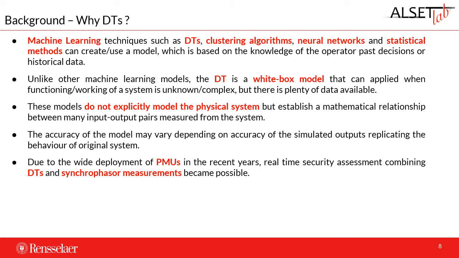Now, as with many other data-based models, these ones do not explicitly represent the physical system, but you basically have a mathematical relationship between input and output measured from the system. In this case, we're going to use physics-based models. So the accuracy of this machine learning-based model, or the decision trees, is really dependent on the accuracy of the simulation outputs that replicate the original system. So we inherit those basic limitations also.